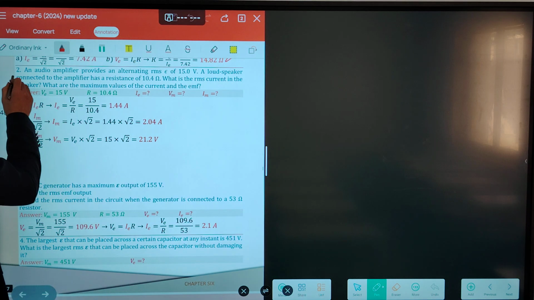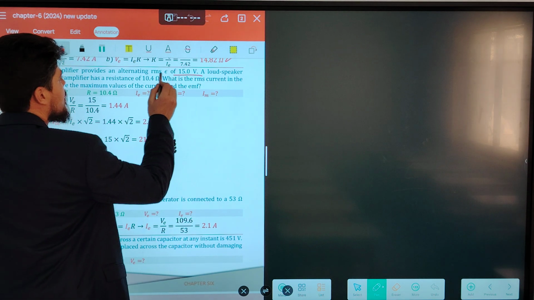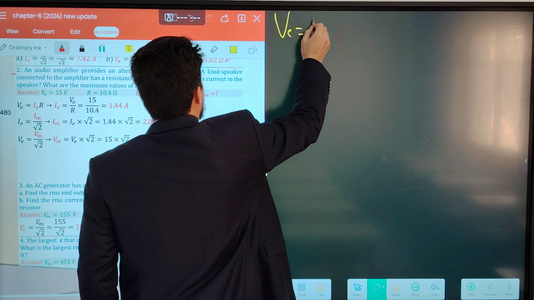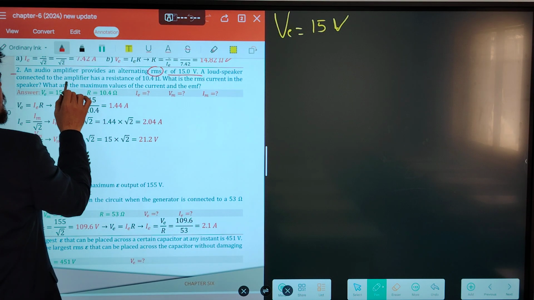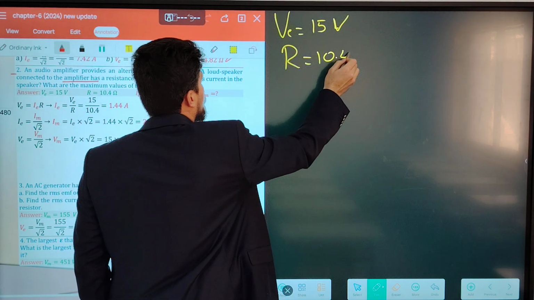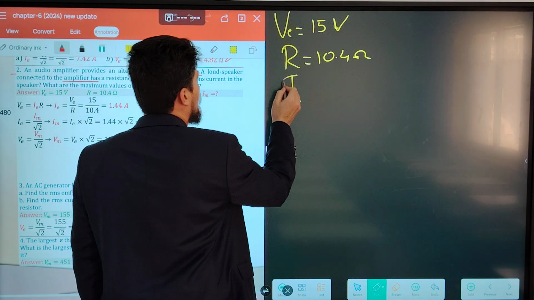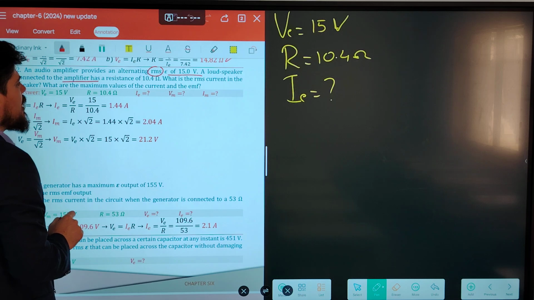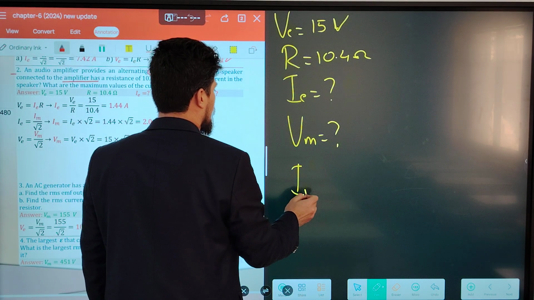It's very easy, okay? You have to know all the equations about the effective current, maximum current, and Ohm's law. Question 2. An audio amplifier provides an alternating RMS, this is V effective, 15 volt. A loudspeaker connected to the amplifier has a resistance of 10.4 ohm. What is the RMS current? What do you mean by RMS current? I effective is unknown. In the speaker, what are the maximum values of the current and EMF? VM, IM.